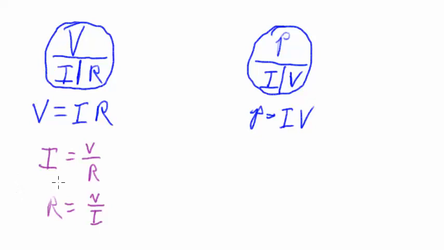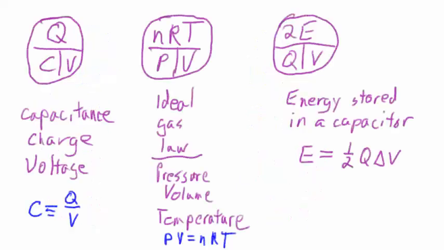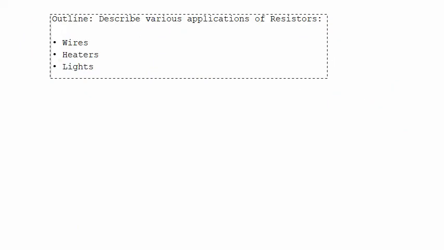So that allowed me to quickly come up with the equations involving the quotients without thinking too much. You can see that the same thing happens with the power current voltage relationship. There could be quite a number of relationships that have this form. Here I have the definition of capacitance, the equation for the ideal gas law, and the equation for energy stored in a capacitor.